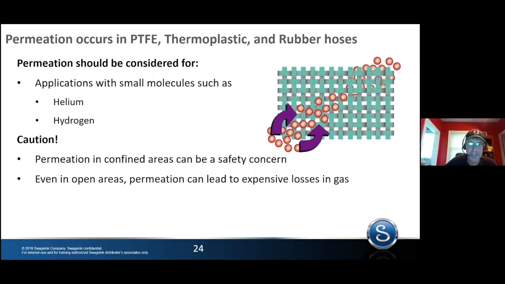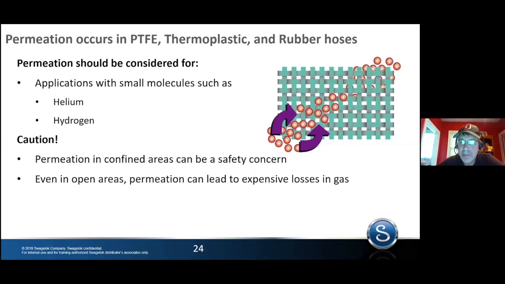So a PTFE Teflon core, for example, will have gas molecules flow through it. And that's what permeation is. I mean, quite simply, it's the reason a balloon doesn't stay blown up very long. It's because the air inside of it permeates out of it. It's not because there's a leak. I mean, permeation is a leak, I suppose, but it's not because there's a hole.